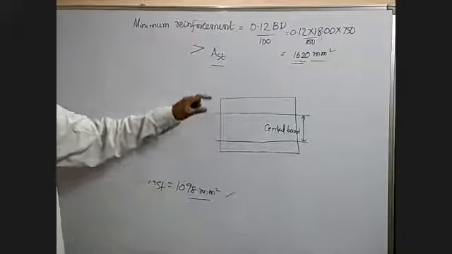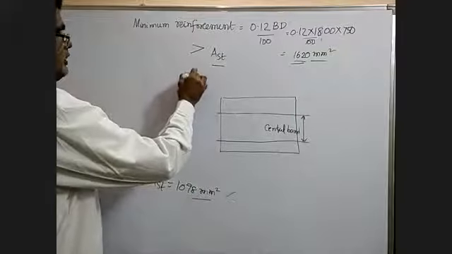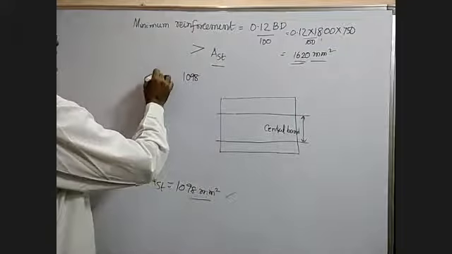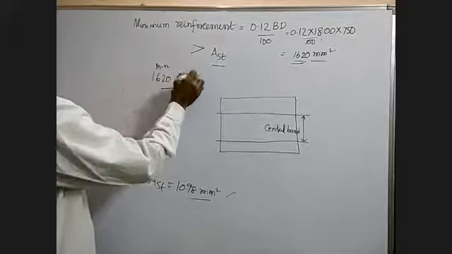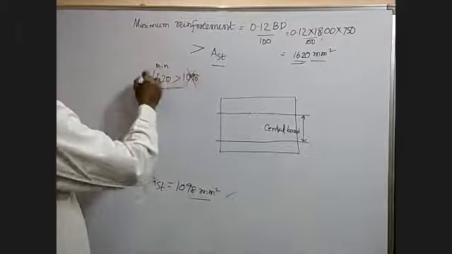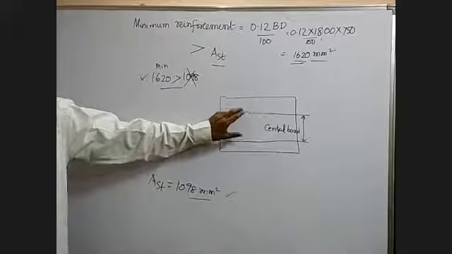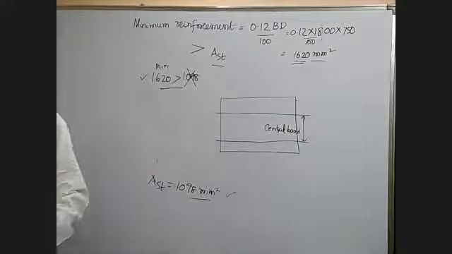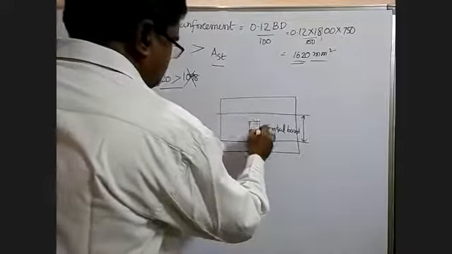Okay, so here the AST we got is 1098, but the minimum is 1620. So this is the minimum value required, but what we got is less. It is compulsory to provide 1620. So that should be provided in a band manner. At the center you have to provide more reinforcement, and at the end, because the column is here, nearer to the column you have to provide more reinforcement.